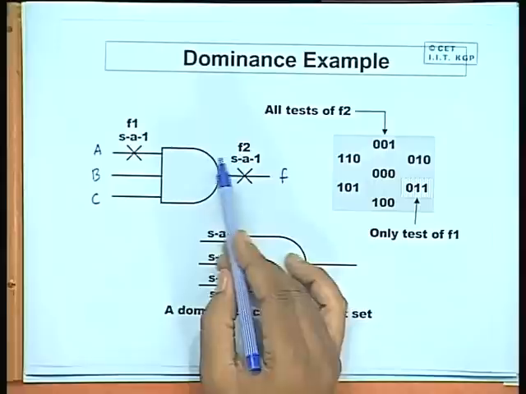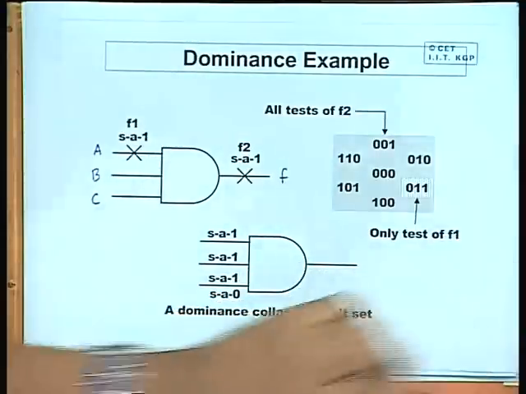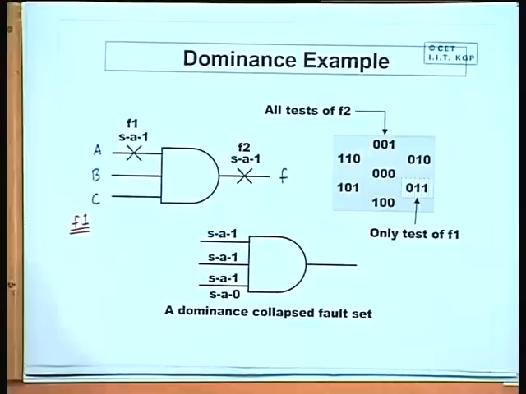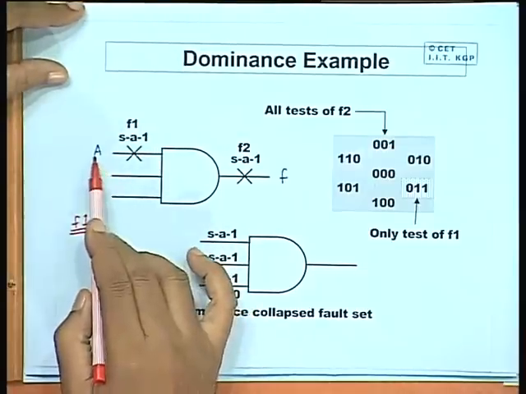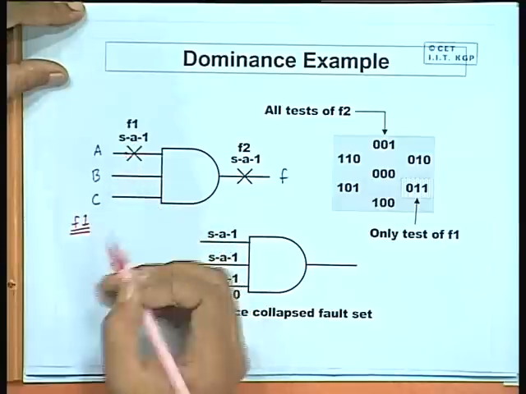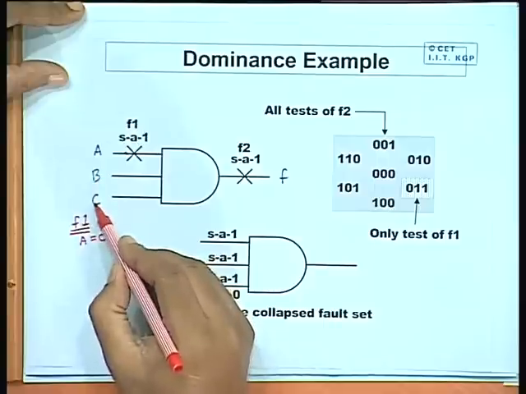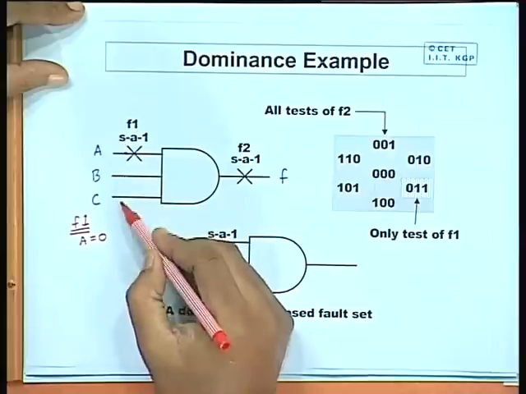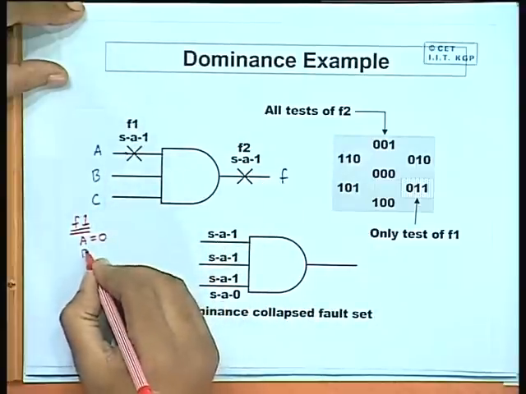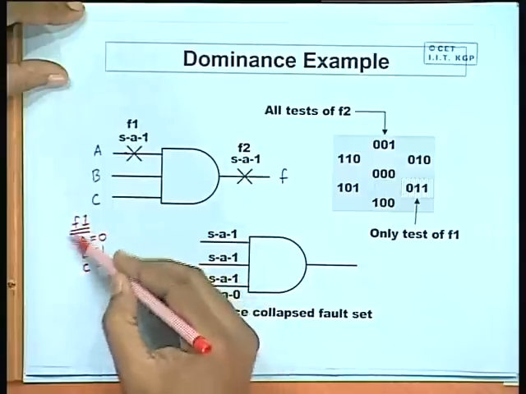Now, let us try to find out what are the test vectors that are used to detect fault F1. Let us try to understand this first. For fault F1, what input we need to apply? First thing you observe that since the fault is F1 stuck at 1, in order to detect it, we have to apply a reverse logic value to A. So, A must be 0. Regarding B and C, since this is an AND gate, if either B or C is 0, the output will always be 0. So, we cannot detect whether fault A is present or absent. So, B and C must be 1. In fact, for F1 stuck at 1, this is the only test vector which you can apply.